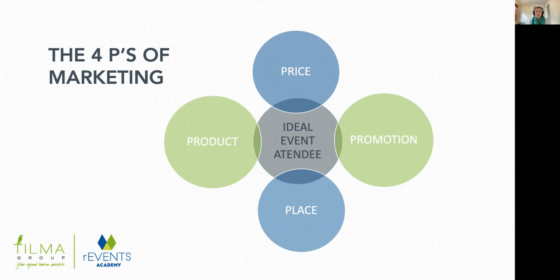And in actual fact, I think there's 7 or 8 P's of marketing these days, but when I was at uni, there was 4 P's, and these are the 4 P's that I believe are the most relevant when we look at event marketing. So when you're thinking about marketing your event, you're thinking about your ideal attendee. So you can see there on the screen in the center, and always at the heart of any decisions you make with your marketing is your ideal event attendee. So you can't make any decisions unless you know who they are.